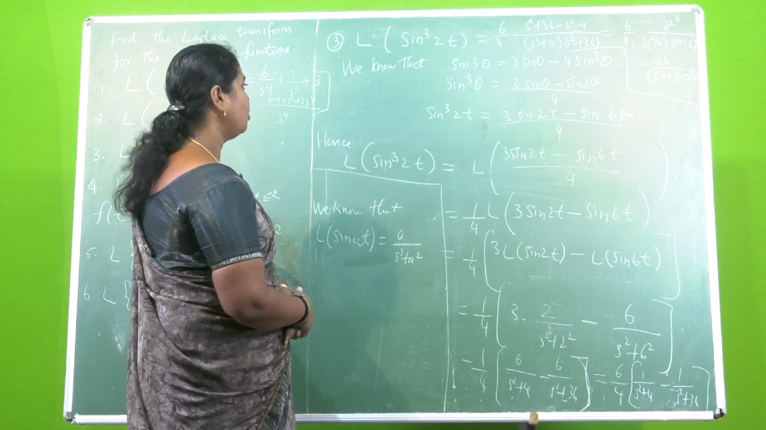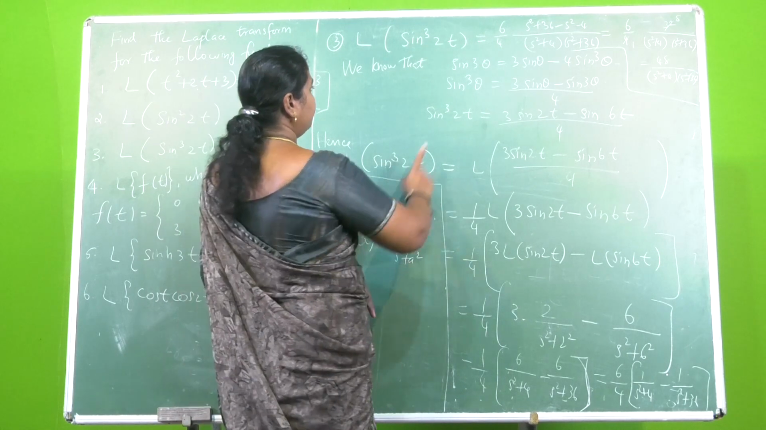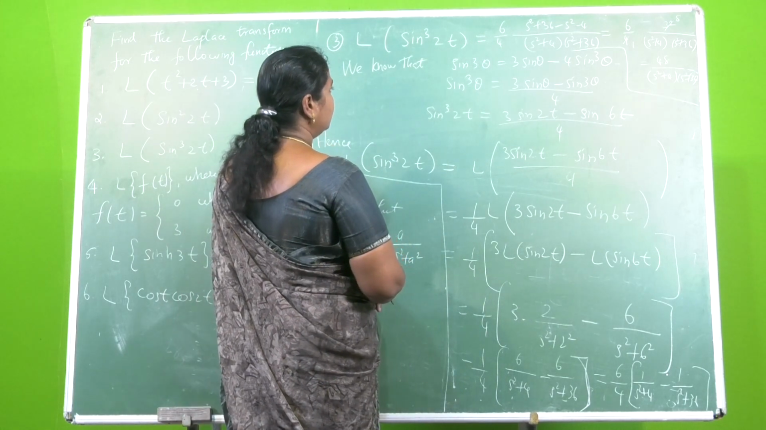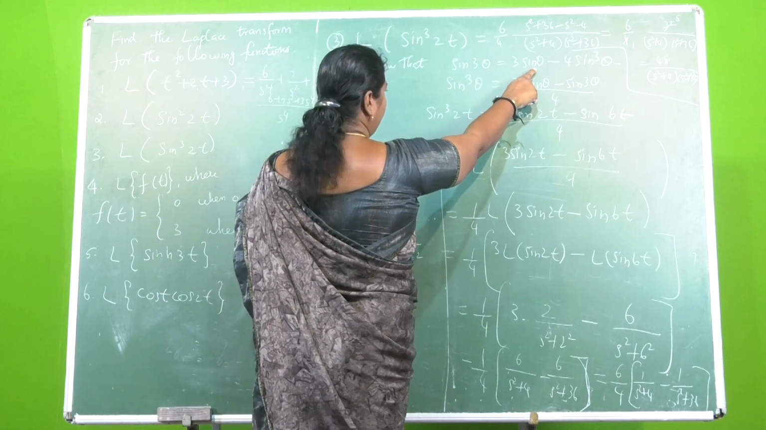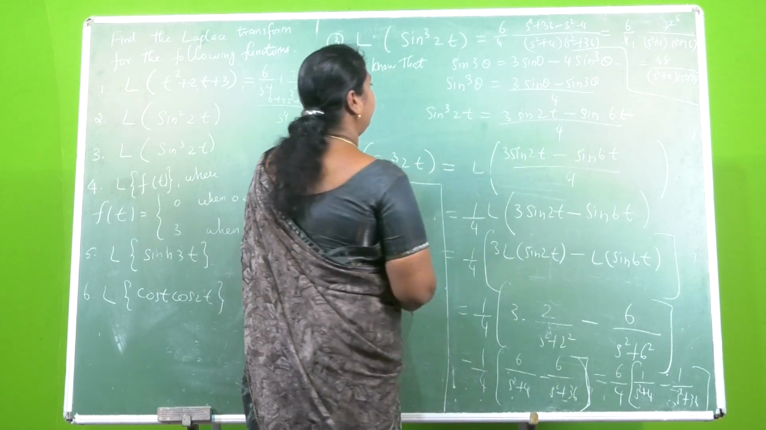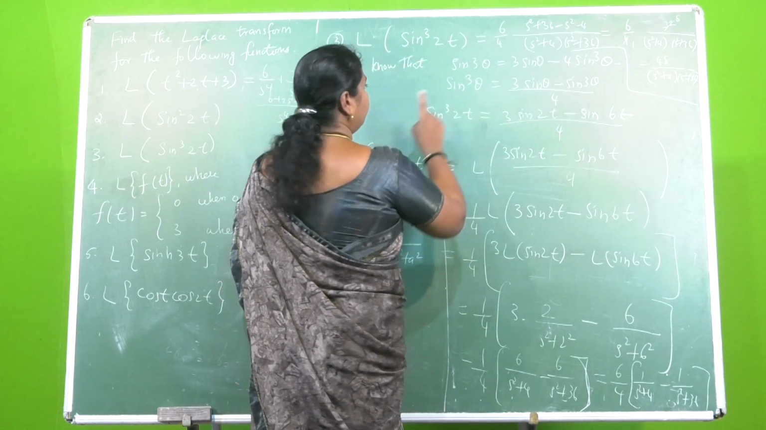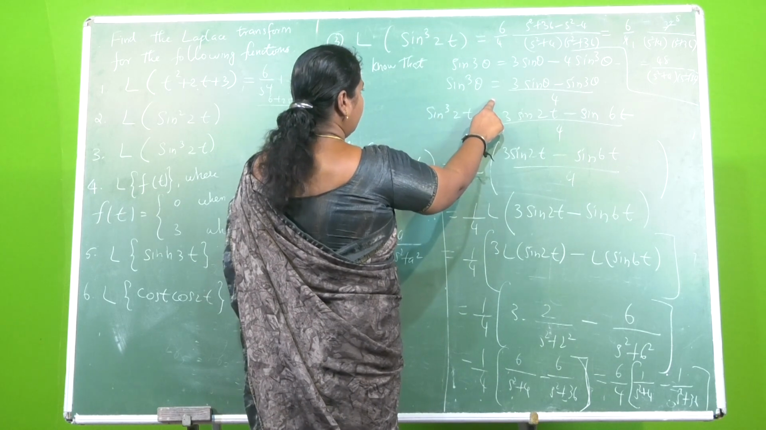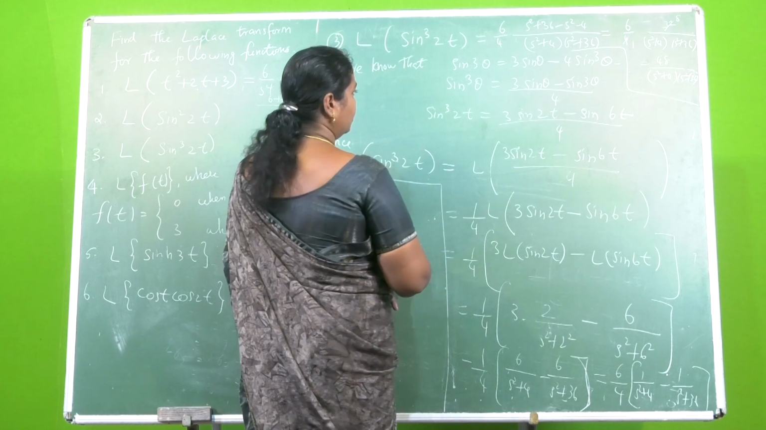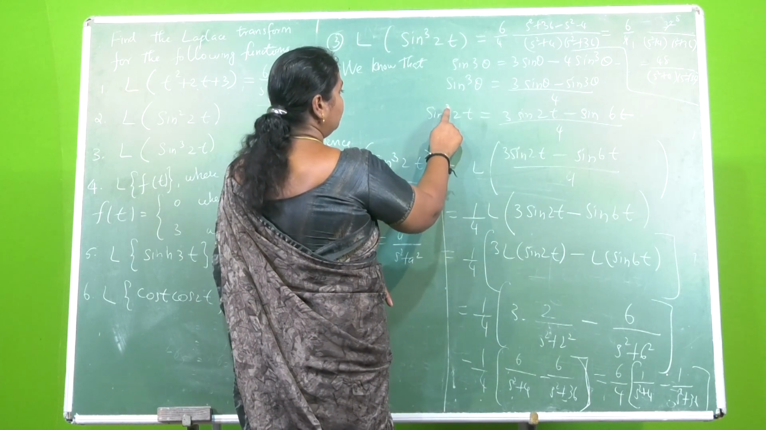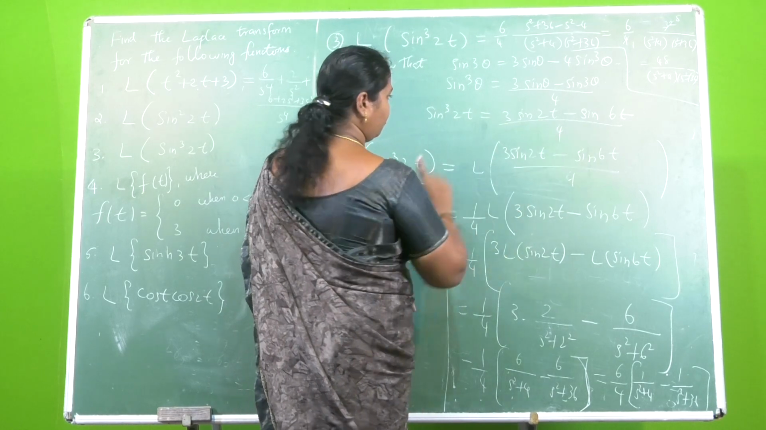Now let me solve L of sine cube 2t. Again we are going to apply a trigonometric formula. Here we know that sine 3 theta is equal to 3 sine theta minus 4 sine cube theta. Now we want the answer for sine cube theta, so I am taking this to the left hand side. So sine cube theta is equal to 3 sine theta minus sine 3 theta divided by 4. From this, sine cube 2t is equal to 3 sine 2t minus sine 6t divided by 4.